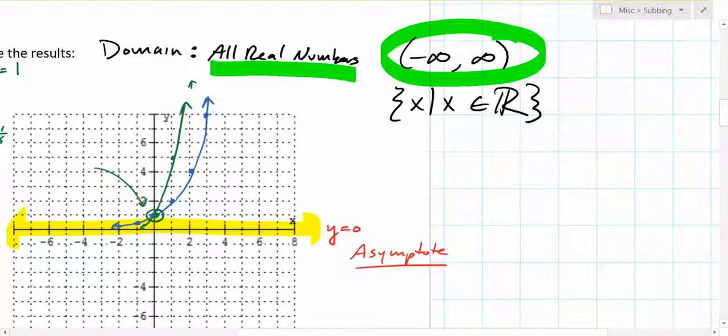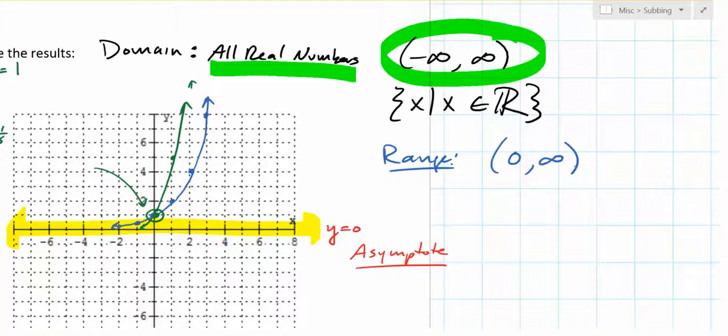What's the range, by the way? What's the range on this? What are the outputs? All real numbers greater than 0. So you have 0 to infinity, because can it ever be 0? No, and it goes up. Are any of the outputs negative? No, it never goes below the x-axis.